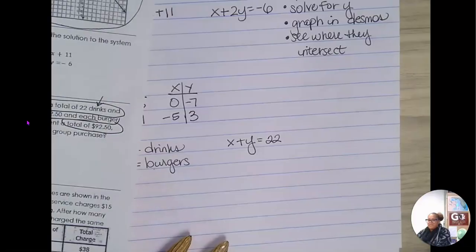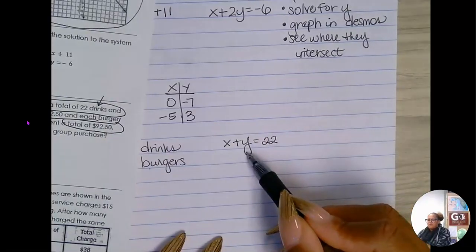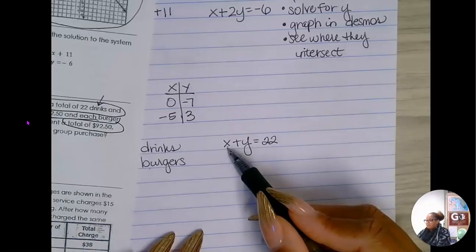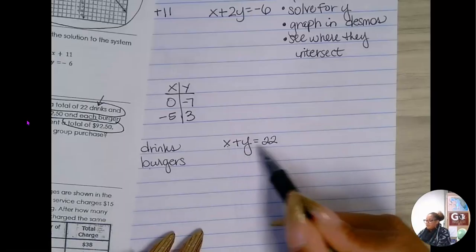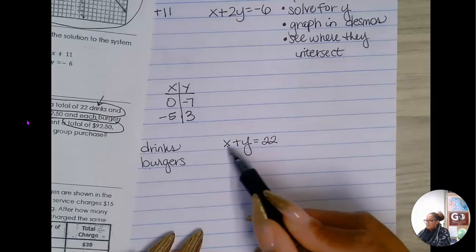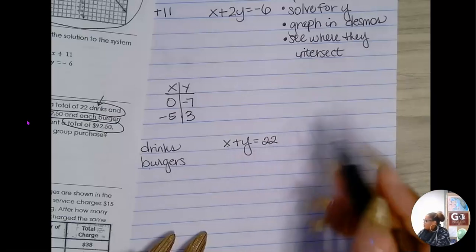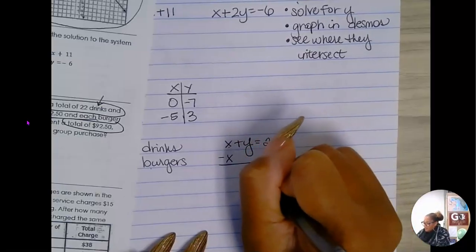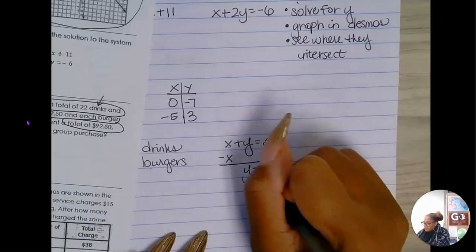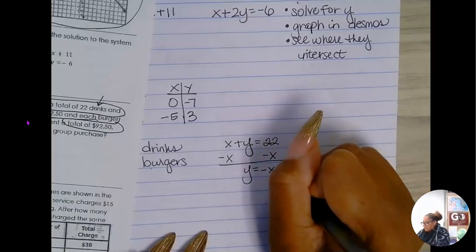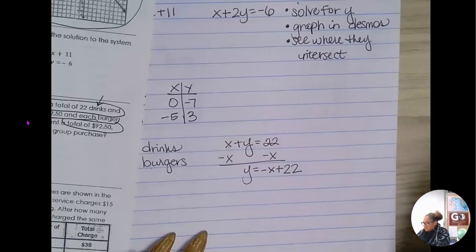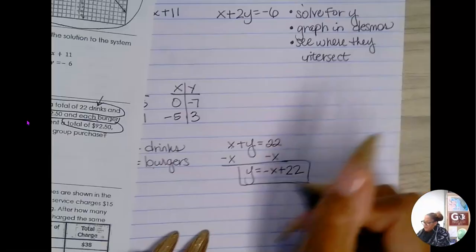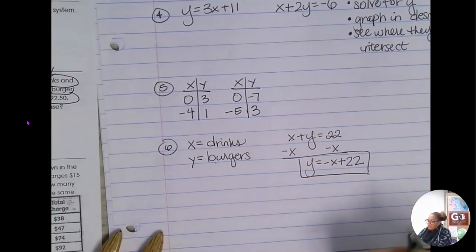Now, if I'm feeling extra fancy, what does Y equal? Because I have to get rid of the X anyway. Subtract X? Good. Minus X, minus X. Y equals, I'm taking X away from my 22 drinks and burgers. Okay, that's one equation.